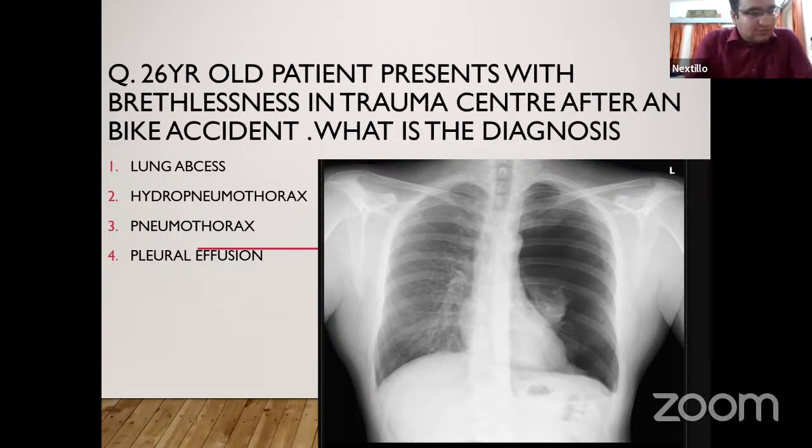First option. Now, just look at the options. Even the abscess. Okay, let's talk about it. First is lung abscess. Lung abscess doesn't appear like this. First of all, it involves the lung parenchyma and will make a dense white part. Now look at the third option.